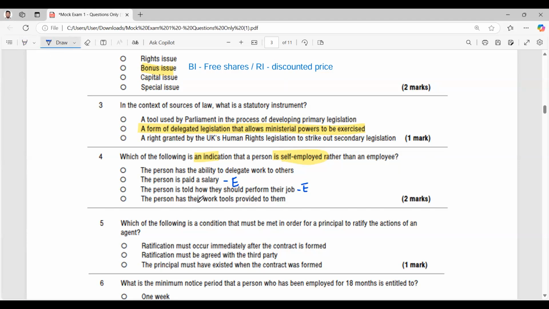The person has their tools provided to them. So the person has their work tools provided to them. If work tools are provided to you, it means you are an employee. Your employer has provided them to you. So you should have the ability to delegate work to others, which supports more in this case to determine that you are self-employed.